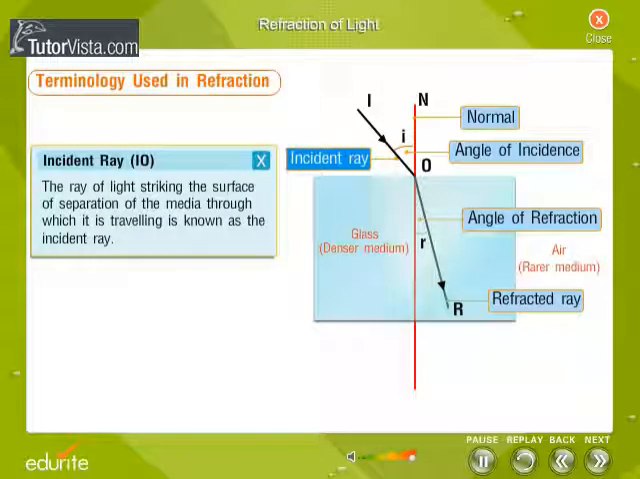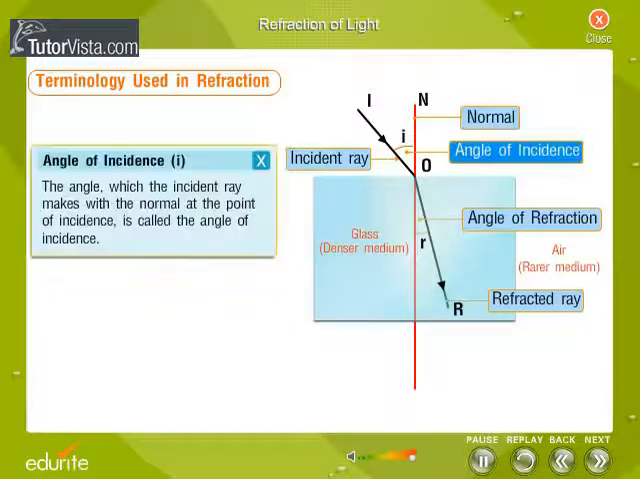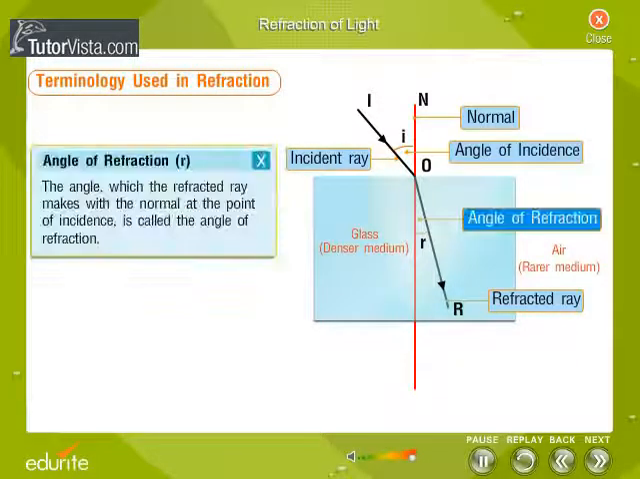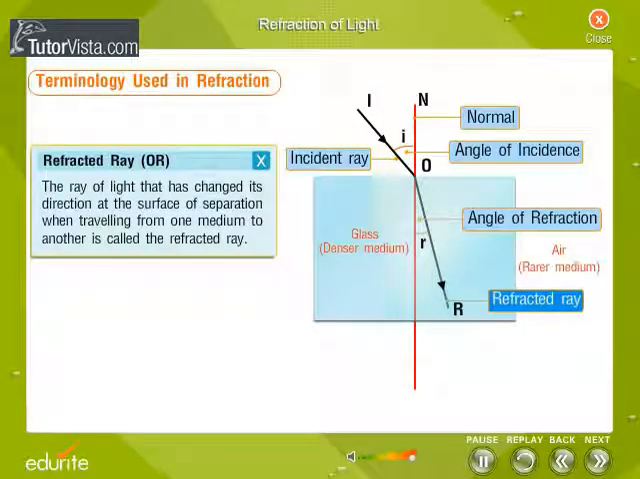The ray of light striking the surface of separation of the media through which it is traveling is known as the incident ray. The perpendicular drawn to the surface of separation at the point of incidence is the normal. The angle which the incident ray makes with the normal at the point of incidence is the angle of incidence. The angle which the refracted ray makes with the normal is the angle of refraction. The refracted ray is the ray of light that has changed its direction at the surface of separation.